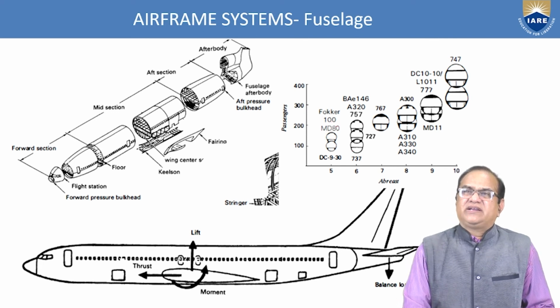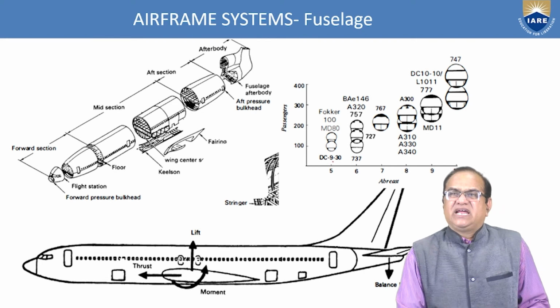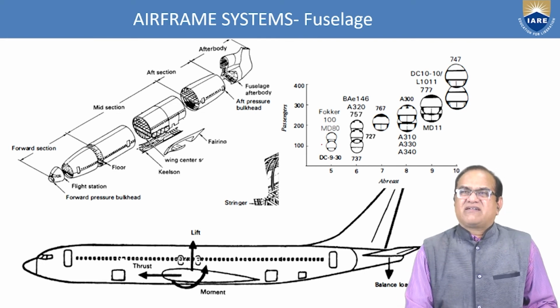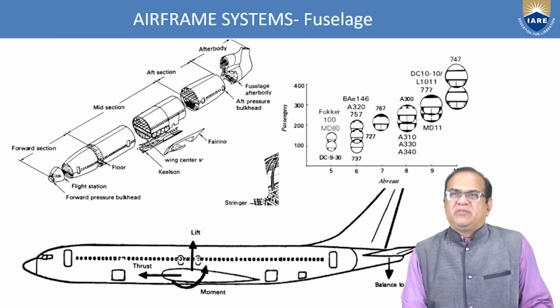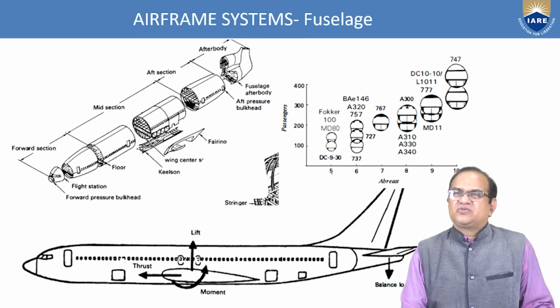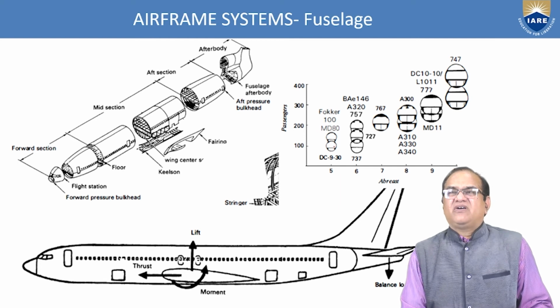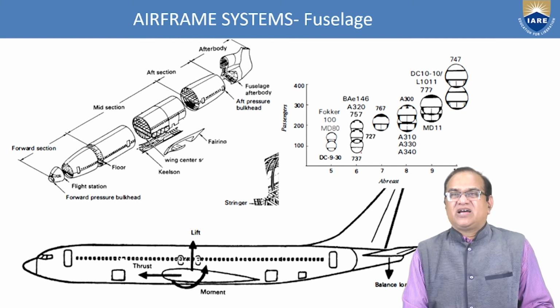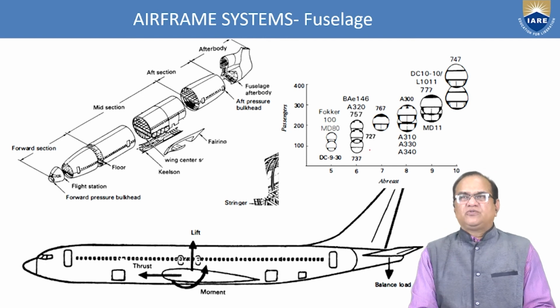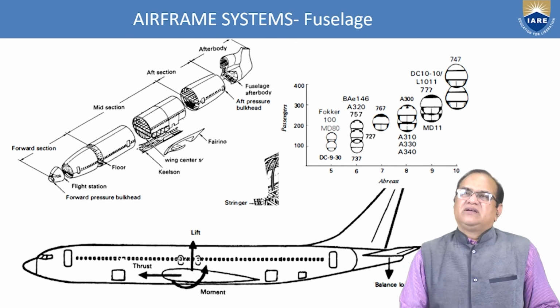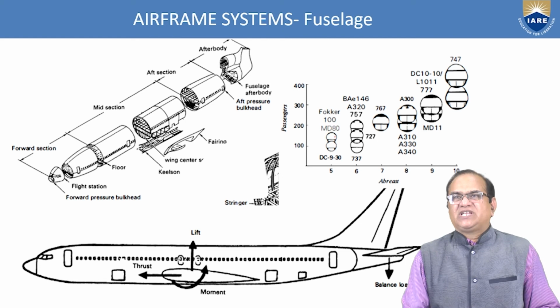Fokker 100, MD-80 and DC-9 can carry nearly 100 passengers. These are shown per passenger count and by different types of fuselage. These are the cross sections of the fuselage. We should be very clear that this type of fuselage is used for this type of configuration.